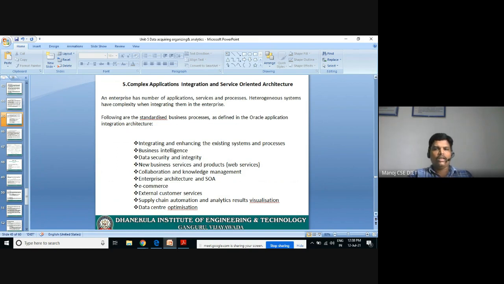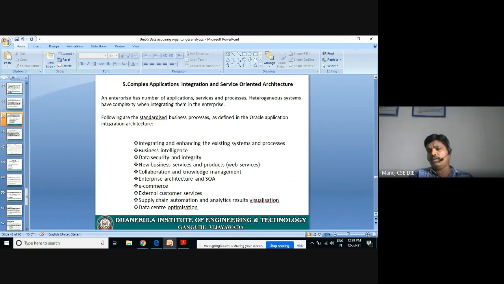All you know, Oracle is a multinational software development company. They have developed a specific application for the complex application integrations, and they have proposed a service-oriented architecture. Regarding that, there are some highlight points here. So the standardized business processes as proposed by Oracle Application Integration Architecture, OAIA, Oracle Application Integration Architecture. The name itself represents that integration plays a key role.